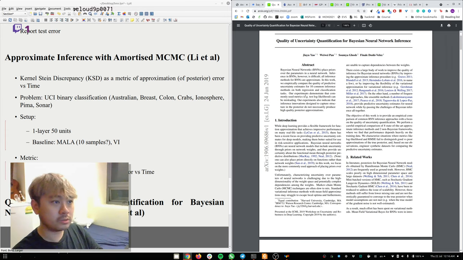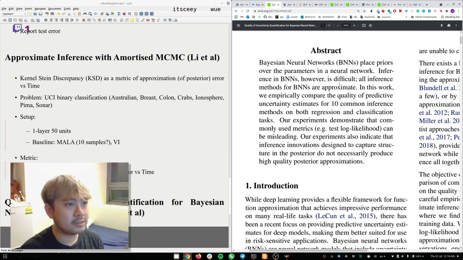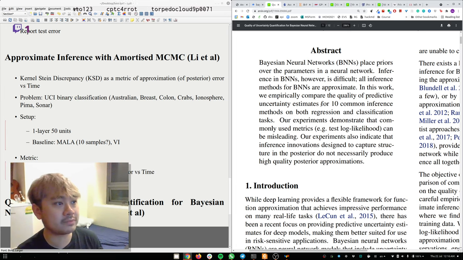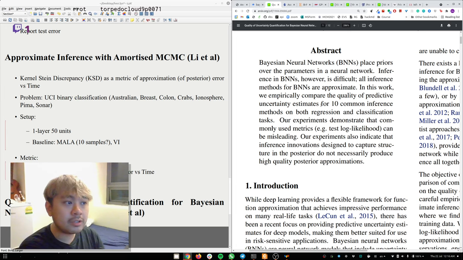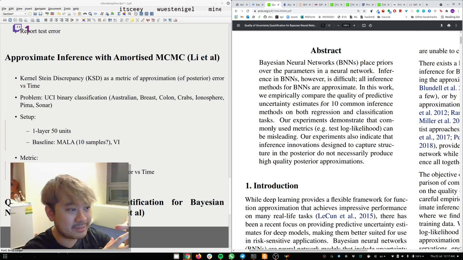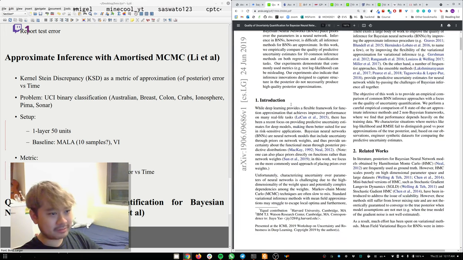Oh, what? This is cool. Look at what this paper is saying. Bayesian neural networks place priors over parameters. Inference is difficult, so methods are approximate. We empirically compare the quality of predictive uncertainty estimates, so you're not just looking at the predictions, you're looking at the uncertainty estimates for 10 common inference methods on both regression and classification tasks. Our experiments demonstrate that commonly used metrics like test log likelihood can be misleading. Inference innovations designed to capture structure in a posterior do not necessarily reproduce high probability. Oh wow, so this is saying that if you try to understand the posterior shape, it doesn't mean you get better approximations. Okay.